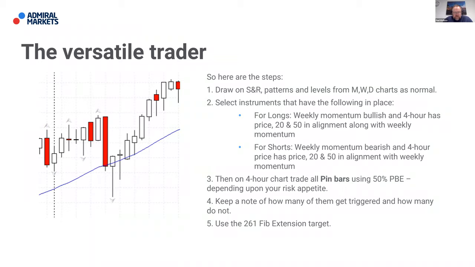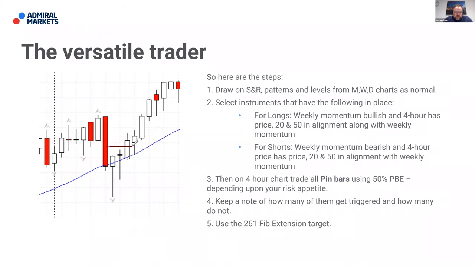Then what we talked about was, the first simple thing is to just use the 4-hour chart and trade all of the pin bars. And if you wanted to, you could use a 50% pullback entry on that pin bar, depending upon your particular risk appetite. And that's what we were talking about last time. Let me just draw that in, I appreciate for the new traders here.